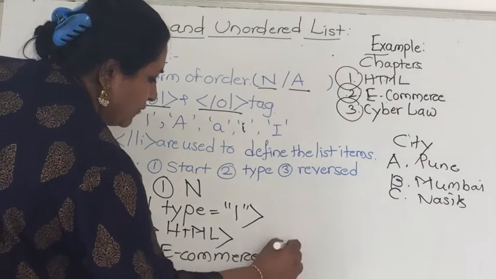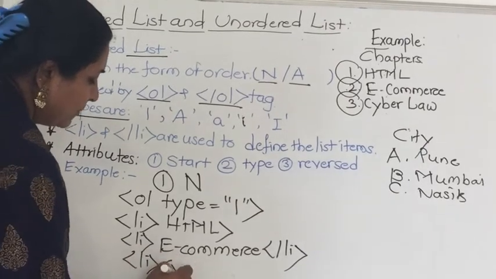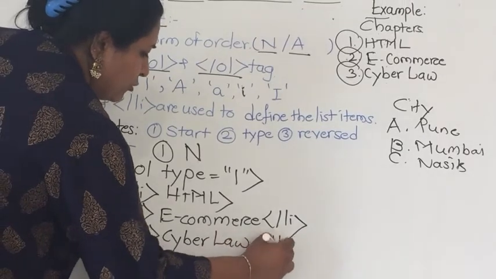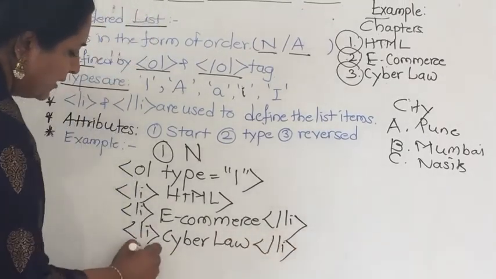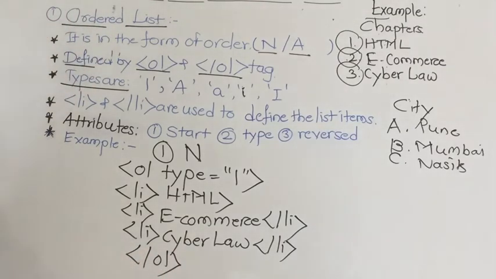Then I will close it with /li. And the third list item, I will write as cyber law. And then again I will close it with /li, and then close it with /ol. So this will become my first list of the chapters.